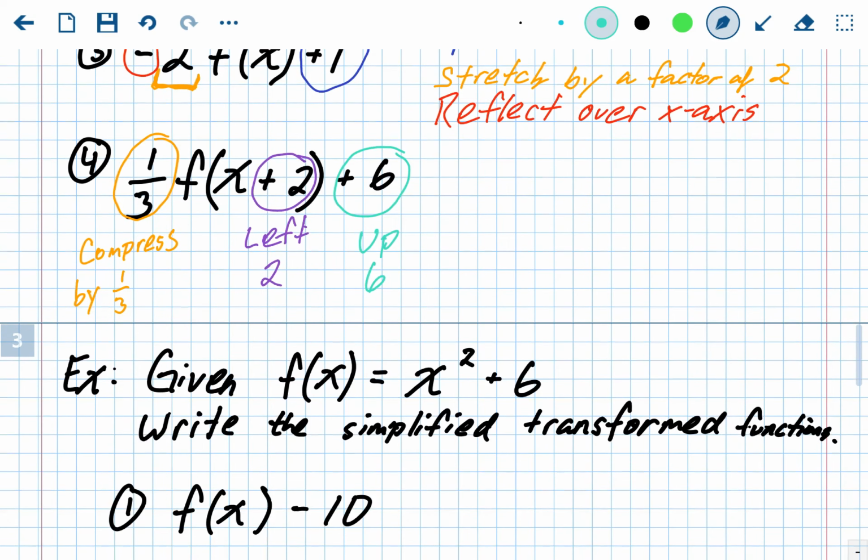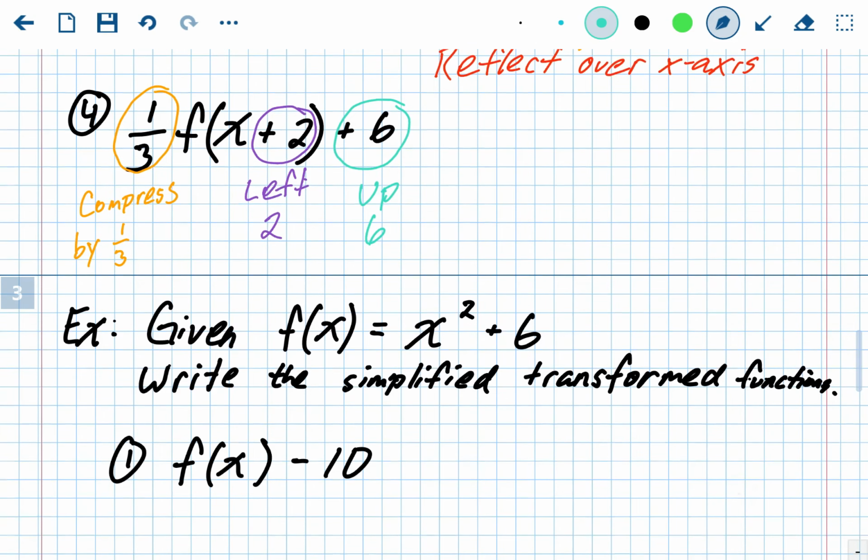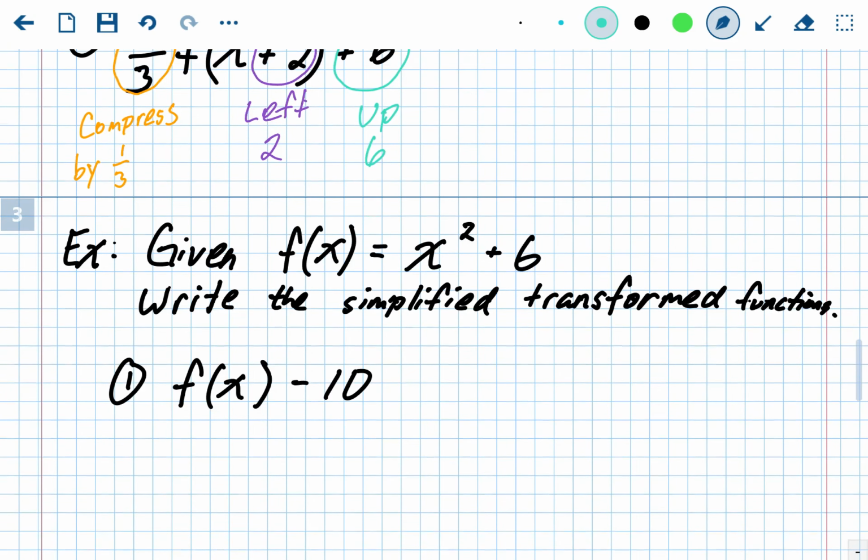So now we're given a specific function. We're given f of x equals x squared plus 6. So this one is a quadratic. They won't all be, but this one is. Write the simplified transformed function. Okay. And I'm going to also describe what shift is happening.